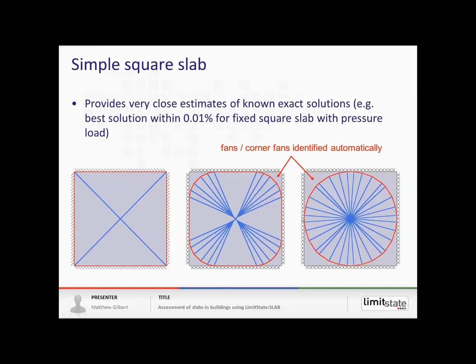And the key thing, sort of key differentiator compared with hand analysis, is that corner levers or corner fans are identified naturally. So there's no need to make assumptions and then apply a global factor of, for example, 10% to take account of inaccuracies in your method. We can get to within a fraction of 1% very, very quickly and easily with this method.